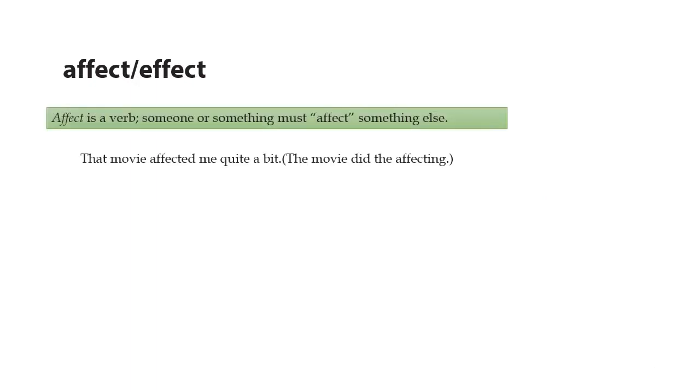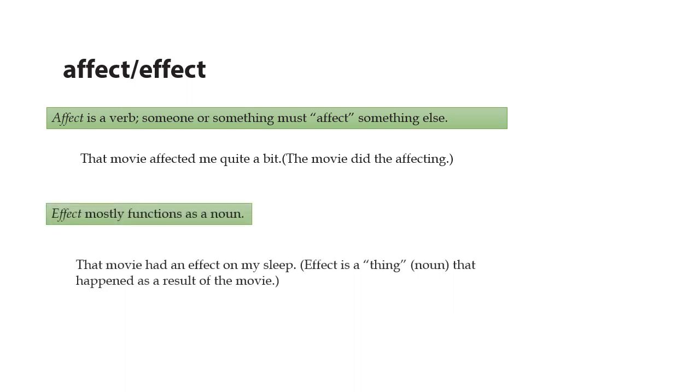Affect and effect. So affect is a verb, kind of like the one we just looked at, and someone or something must be affecting something else. Okay. So that movie affected me quite a bit. It's the movie that did the affecting. An effect mostly functions as a noun. That movie had an effect on my sleep. So you can see effect here is a thing, a noun that happened as a result of the movie.